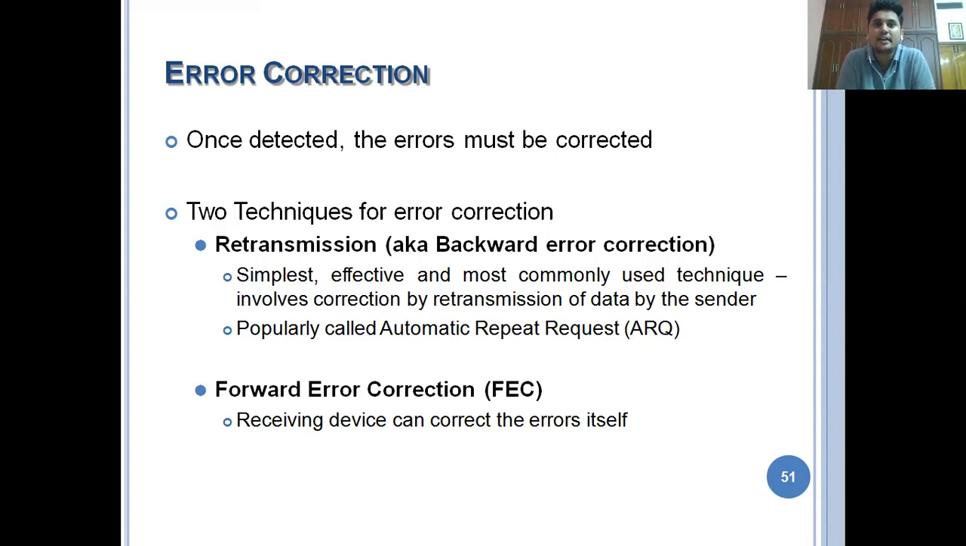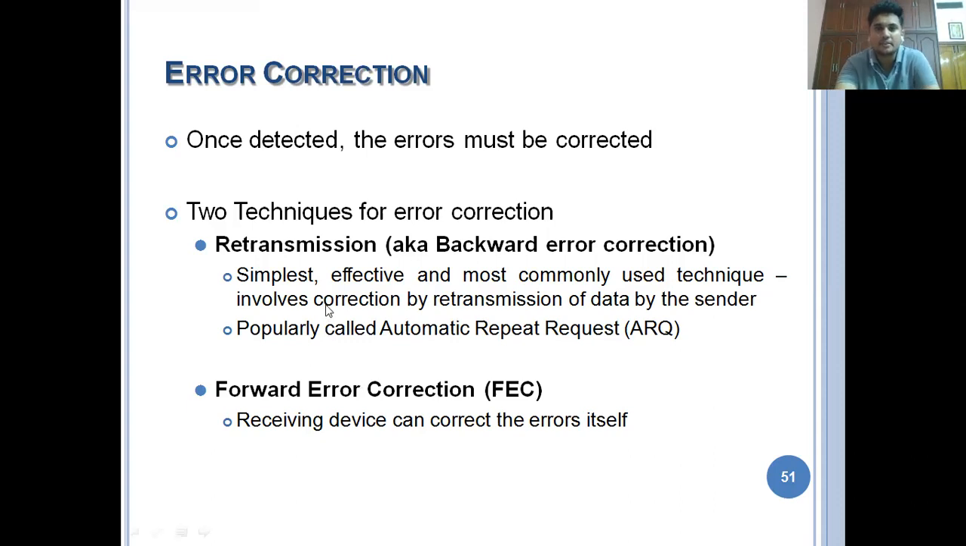So once detected, the errors must be corrected. After detecting the errors, error correction is required. There are two techniques for error correction. First one is retransmission, that's what we discussed. Retransmission, immediately retransmitting the frame, is one of the best error correction techniques.